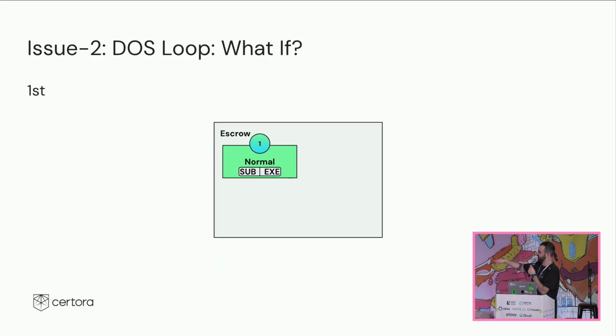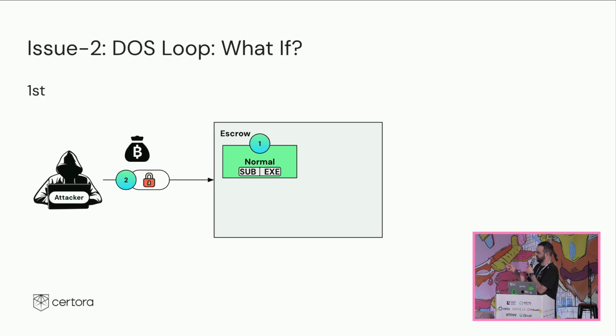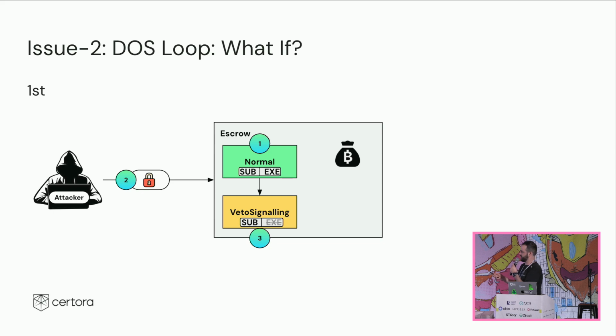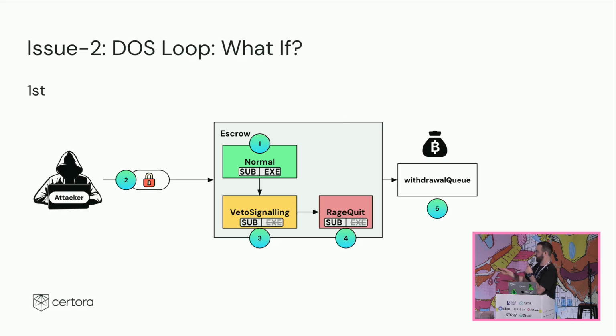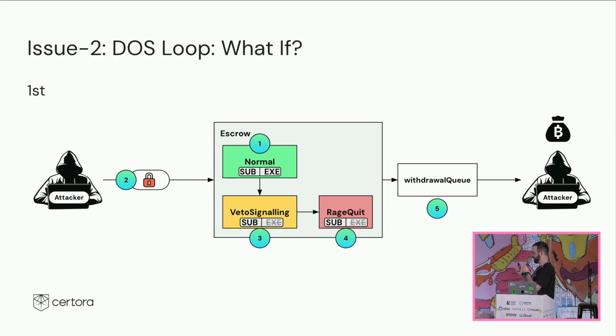In this what-if case, we start with a normal state, then the attacker comes with money from his own pocket and locks it inside of the escrow. Then we need to wait the 45 days as before. We have 10%, 45 days, great. And then we have the rage quit. Doing rage quit, we transfer the funds, of course, to the withdrawal queue. We have to wait for some length of time, maybe a week, maybe more. And then we get the funds back and the attacker is happy.